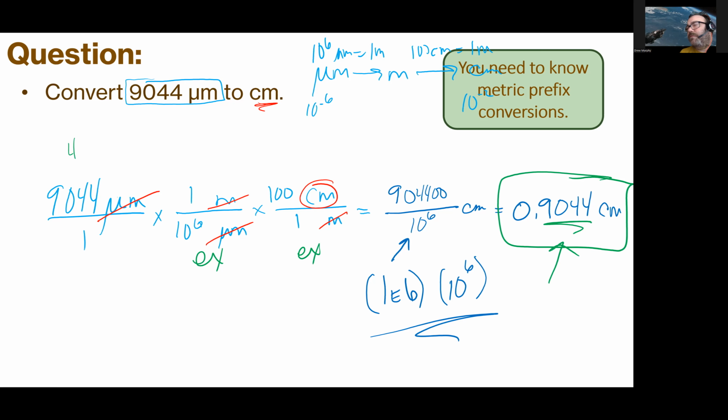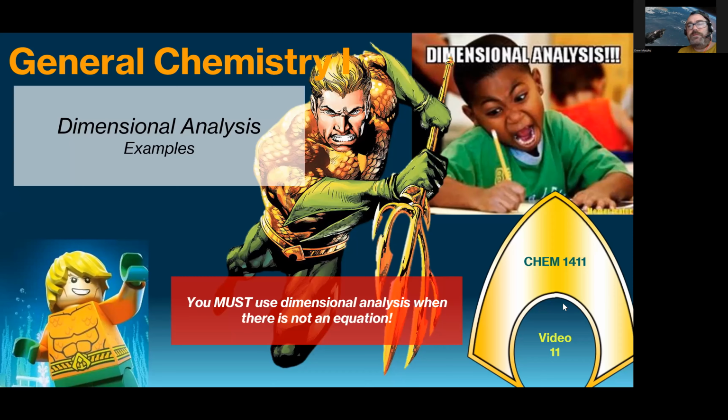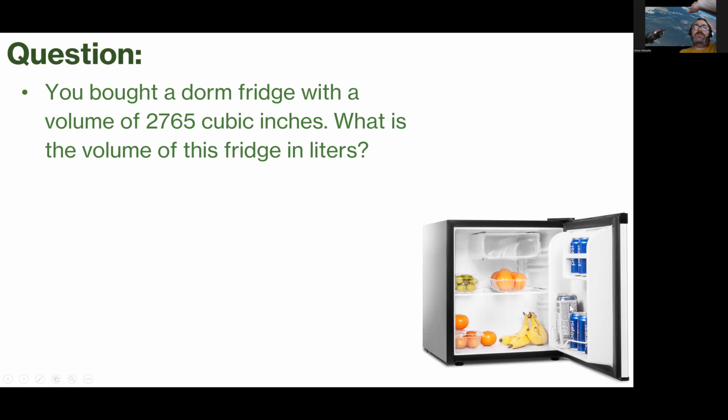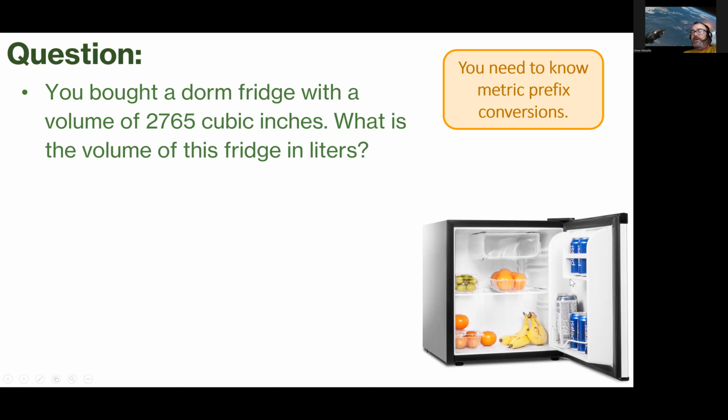Let's work another one that has a little bit more meat on it. You bought a dorm fridge that has a volume of 2,765 cubic inches. What is the volume of this fridge in liters? Just a reminder, we have to know our metric prefixes.